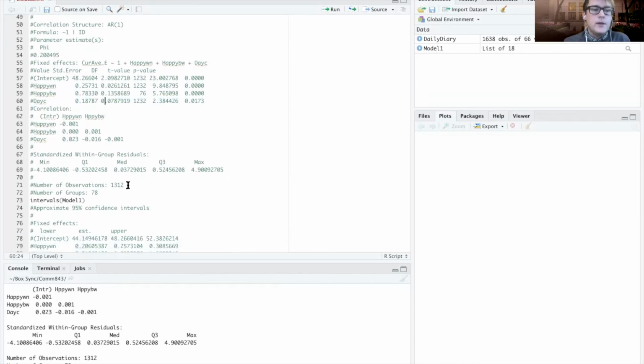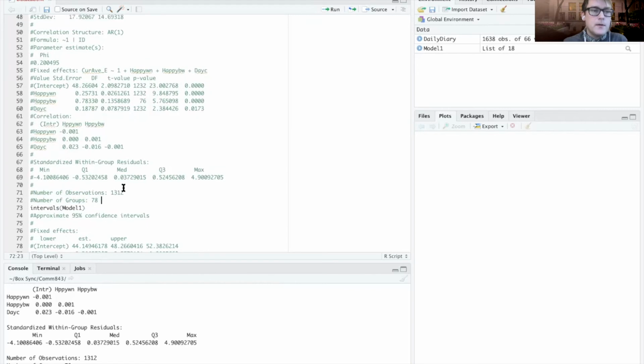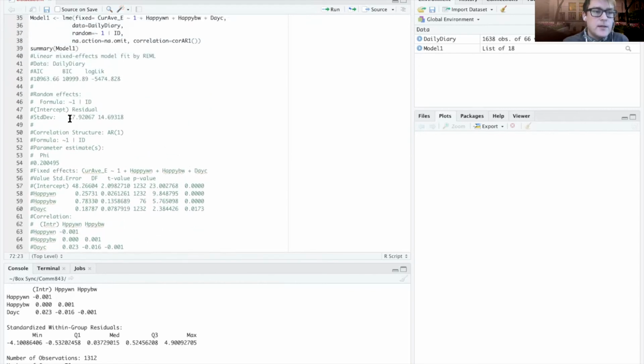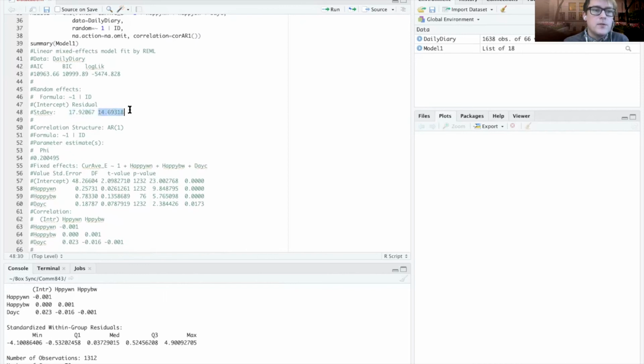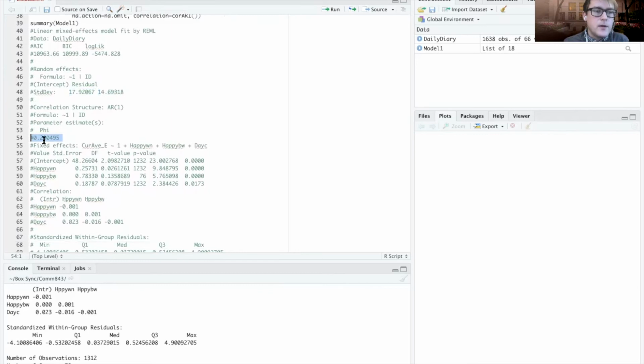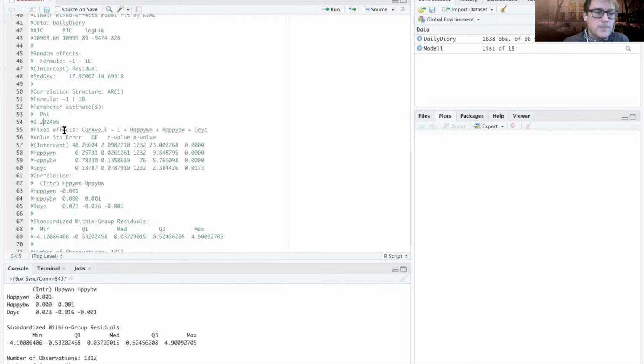Let me see. We can see our number of observations. So these are the number of days that we have available. You'll notice that this is fewer days than our daily diary data set has, and this is because people don't have curiosity values for each of the days that are available. And then we have our number of people. This is telling you about the variance of the intercept and the variance of the residuals, the day level residuals, and also the autocorrelation in the residuals parameter.